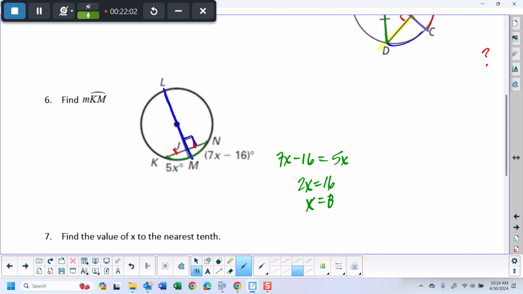If I want to find the measure of KM, then the measure of arc KM is going to be equal to 5 times that value of x, which is going to be 40 degrees. Are we good with that? Yeah, that one we like.